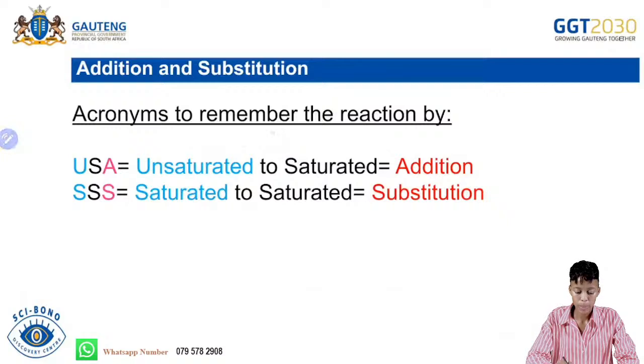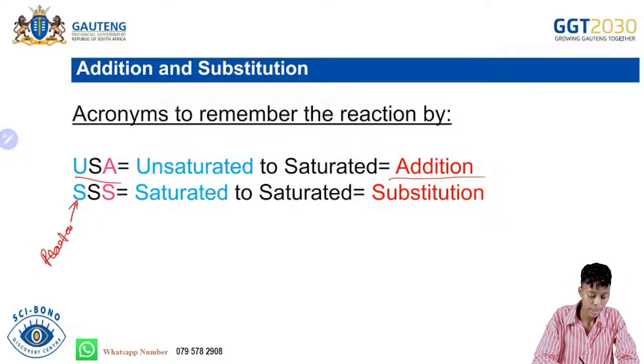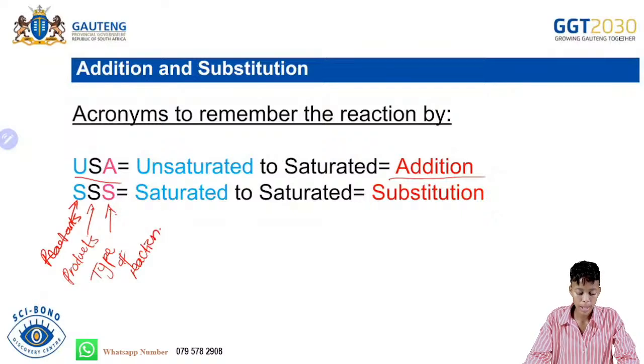So the acronyms to remember the reaction by. With the addition reaction, we had USA. So this line would mean that we have the reactants, and then this line means that that would be our product, and then this one will be the type of reaction that we have. So when it comes to your addition or substitution reaction, you are going to use the word USA.